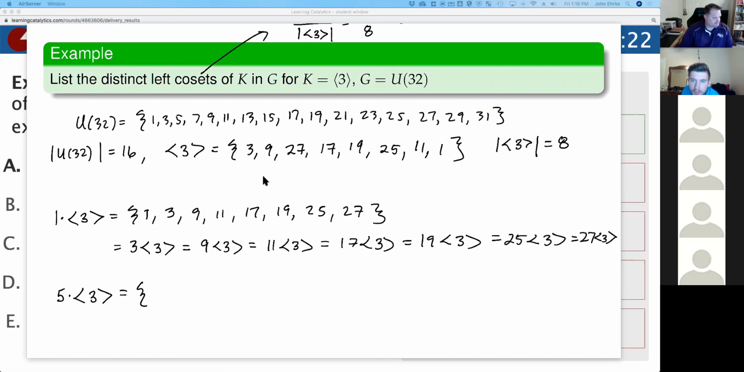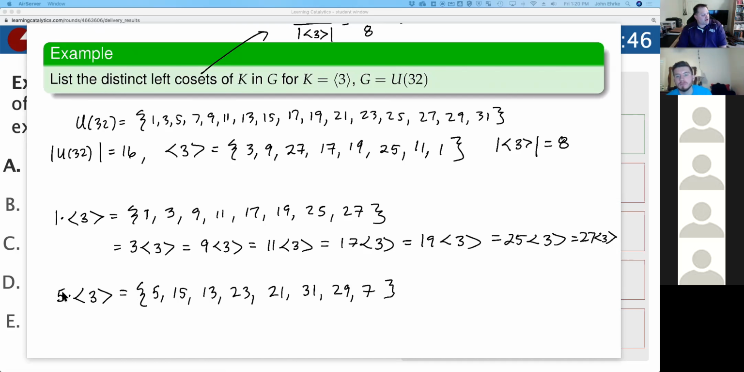Does that make sense? So I know 5 times 1 is 5, 5 times 3 is 15, 5 times 9 is 145, which is going to reduce to 13. You're going to get 23, 21, 31, 29, and 7 in order there. So all I'm doing is taking the 5 and multiplying it by each one of these, and then reducing that result mod 32. And what you notice is the numbers that you get, there are no overlaps with this one. It's completely distinct from the original one.